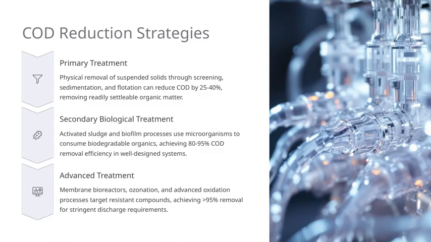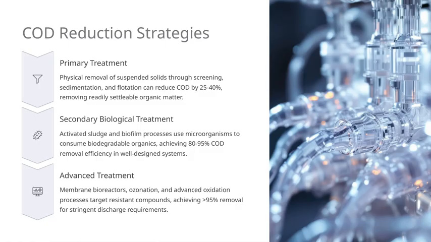Moving on to secondary biological treatment, this is where microorganisms really shine. Activated sludge and biofilm systems use these tiny organisms to consume biodegradable organic compounds. When these systems are well designed, they can remove between 80 and 95% of COD, which is a significant reduction. Finally, for the most resistant compounds that are harder to break down, we use advanced treatment methods. Techniques like membrane bioreactors, ozonation, and advanced oxidation processes target these stubborn pollutants. These methods can achieve over 95% removal, meeting the strictest discharge standards.